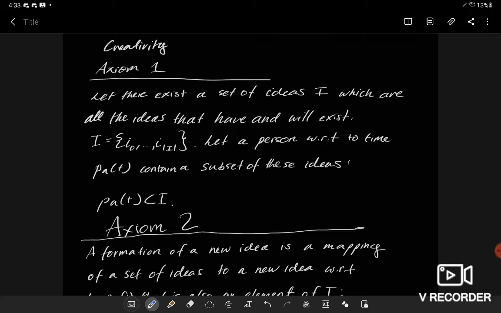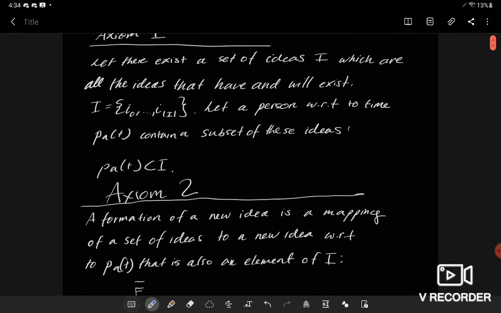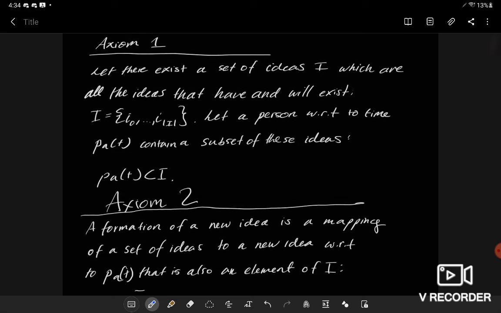So we have this set just for convenience's sake. It's our way to indicate that an idea does exist, and the thing that we're creating is an idea.